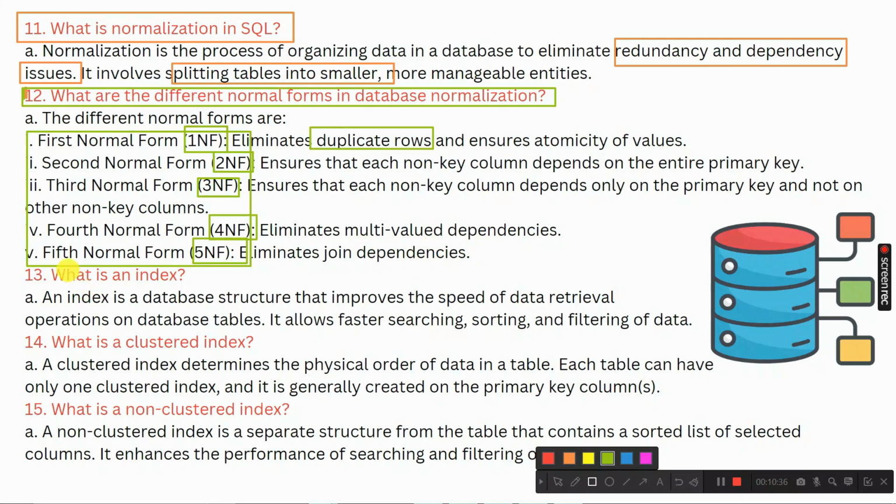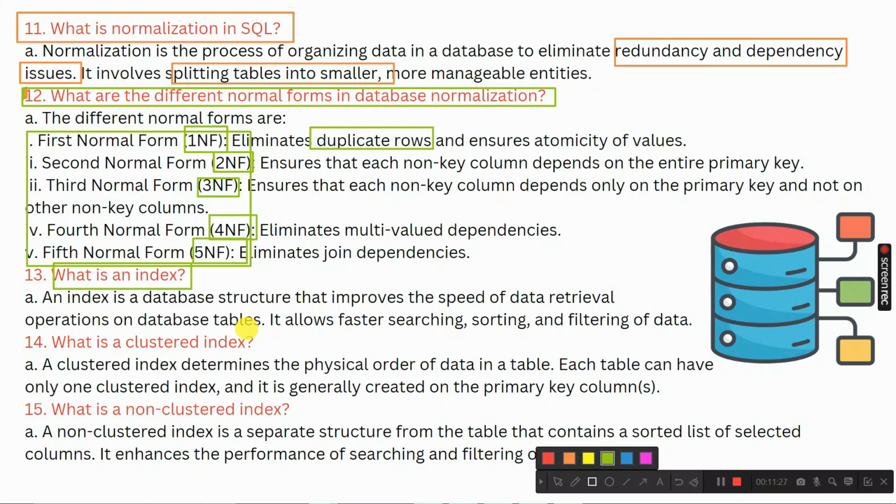Alright. Then the next question is, what is an index? An index is a database structure that is used to improve the speed of data retrieval operations on database tables. Okay. So suppose we have a big table, and out of that we have to extract something by writing a small query. At that time, if we use the index on that particular table, then the process of finding that particular value will be faster.